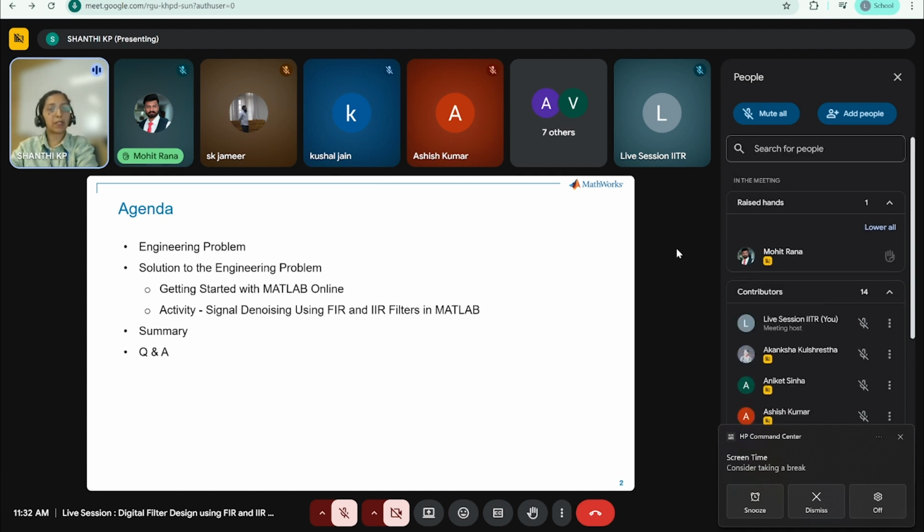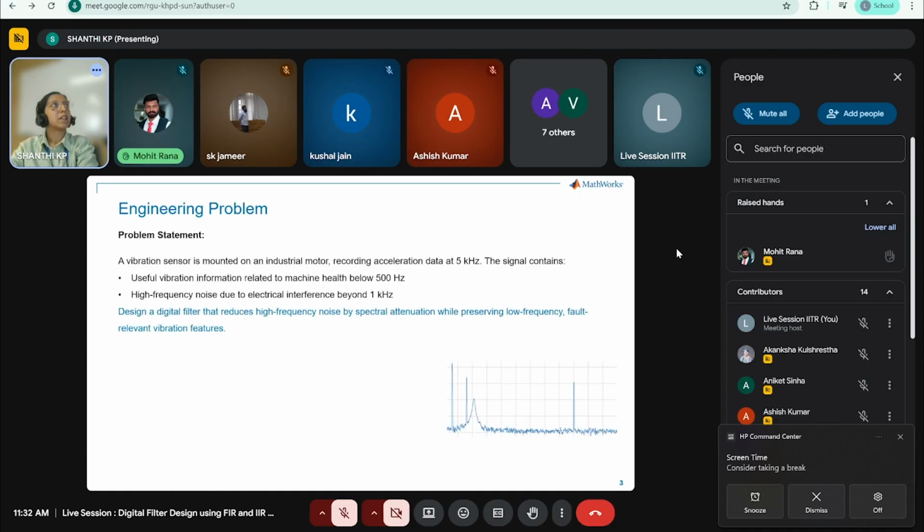One thing I would like to emphasize before I start the session is that today's tutorial focuses on using MATLAB to denoise signals. I'll not be covering much about the theory on filter designing and different digital filters. So let's get started with the engineering problem we have.